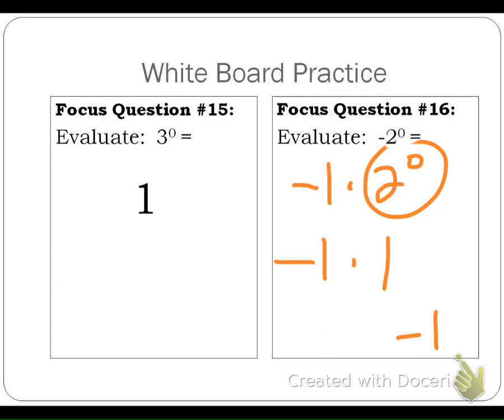Because, remember, if you ever have a negative next to an exponent that's not in parentheses, your final answer will always be negative, regardless of any exponents that you have.